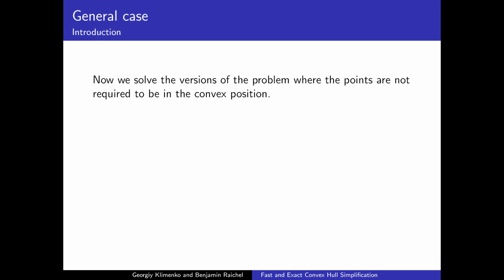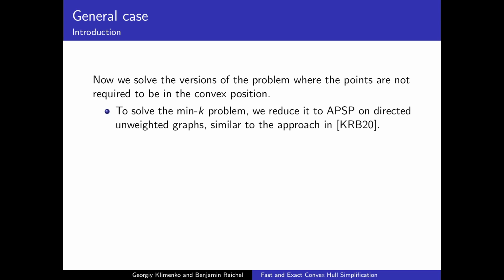Now we talk about the versions of the problem where the points are not required to be in convex position. To solve the min k version, we reduce it to a graph problem and apply an all pairs shortest path algorithm on directed unweighted graphs. To convert the problem to a graph problem, we use an approach similar to the one used in the paper called sparse convex hole coverage.